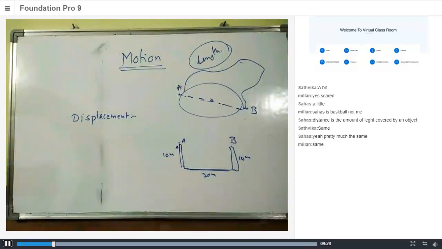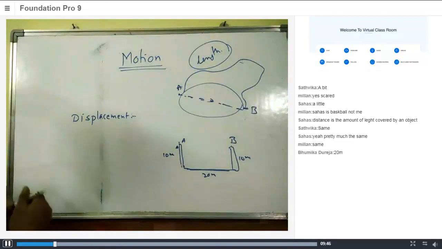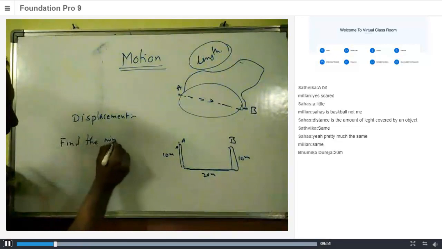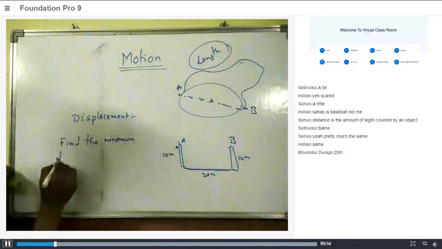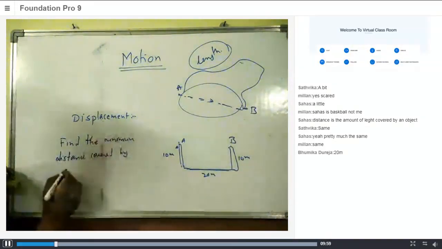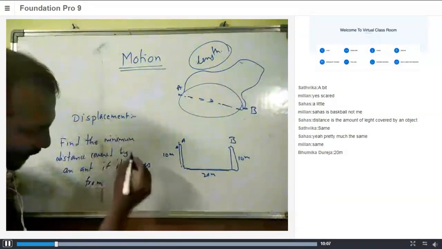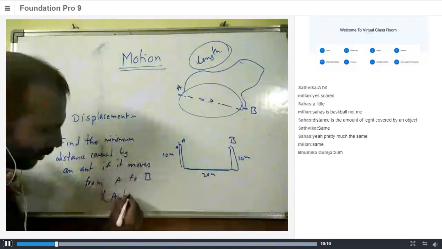Yes, quick. Bhumika, what is the answer? What is the minimum distance required by the ant to go from A to B? Or if it's going from A to B, what is the minimum distance that it has to cover? There are two towers of height 10 meters. Akshani's answer is 20. I hope my question is clear. Question is, find the minimum distance covered by an ant if it moves from A to B. And we can safely say ants cannot fly.